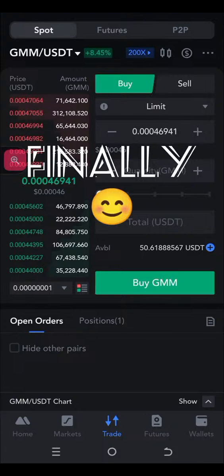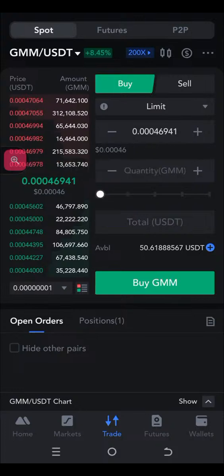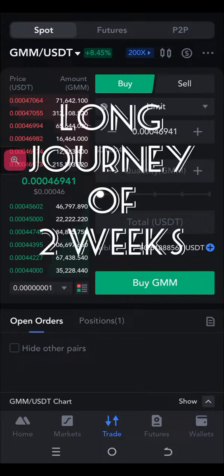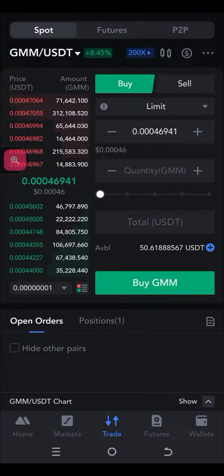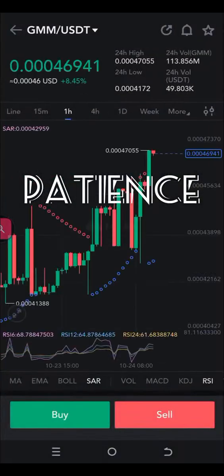Finally, it has finally executed. Wow. Oh, this was a long journey, 2 weeks to be precise. This is inter exchange arbitrage, and it's quite unfortunate that this didn't actually execute immediately, because immediately I came from its source and I landed here, it just started going down. Really, really terrible. Well, thank God it has finally executed. This is truly a story of patience.